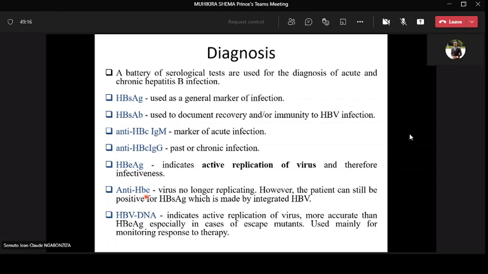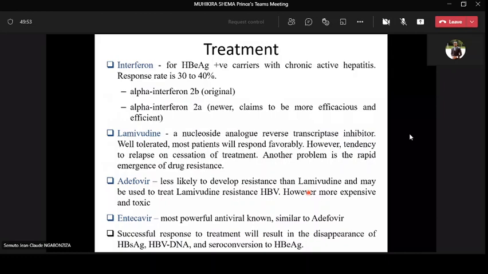So meaning this one only disappears in cases of recovery. Indicate active replication of virus, nibugize PCR cyangwa DNA, especially in case of escape mutants. Monitoring response to therapy. So iyi bayigira cyane cyane muri therapy monitoring. So there are some treatments, interferon, some antiviral agents like lamivudine, adenovir. You will read all this.